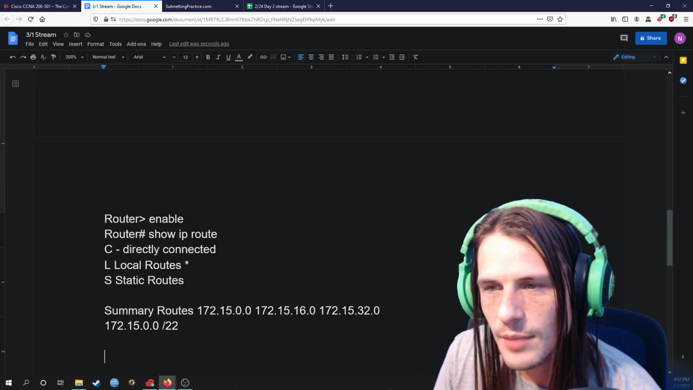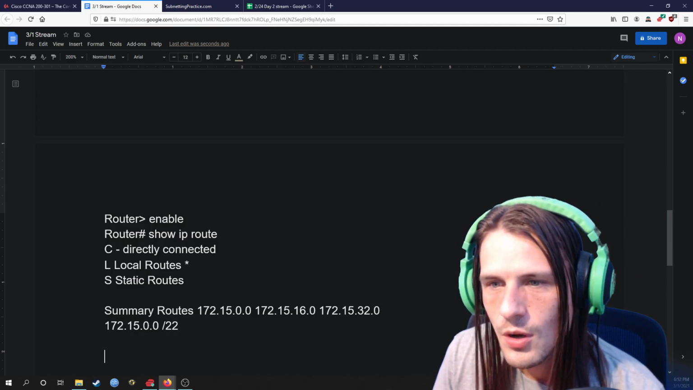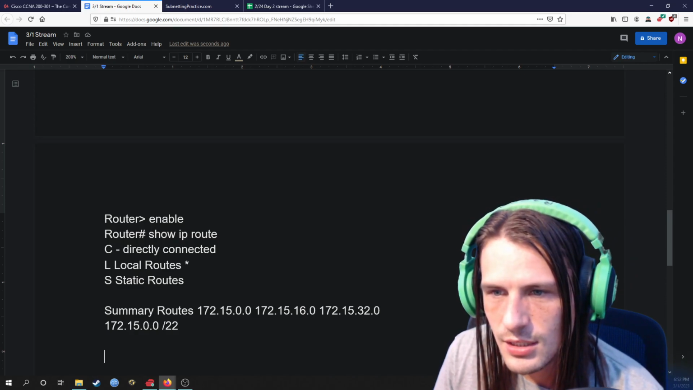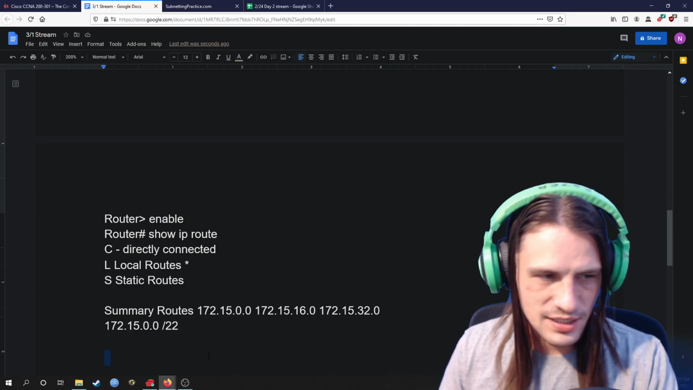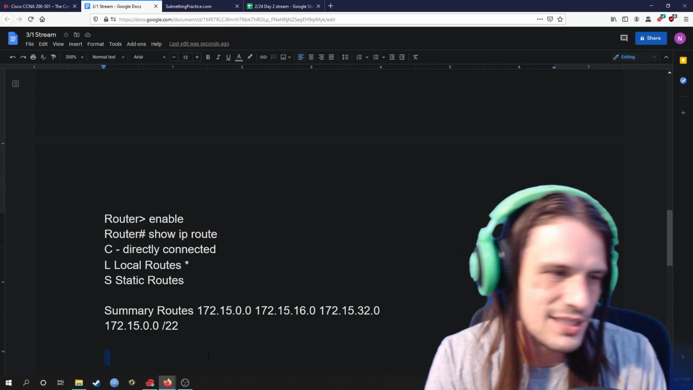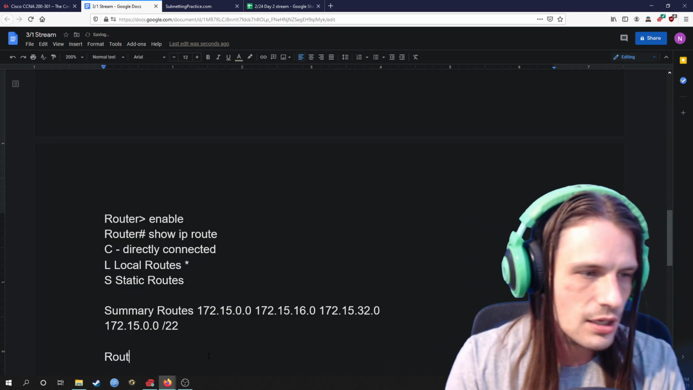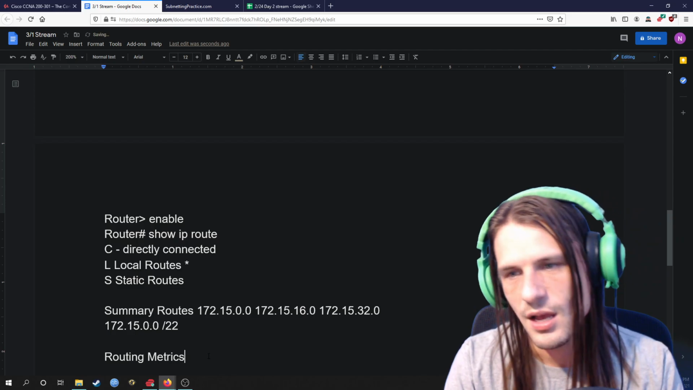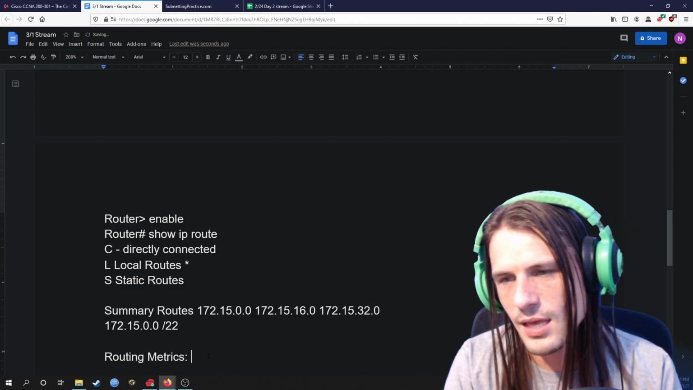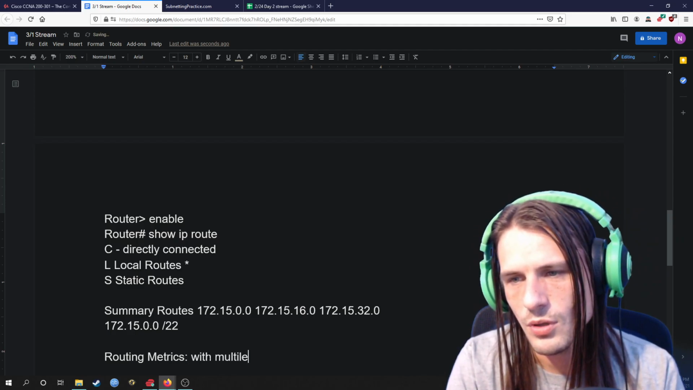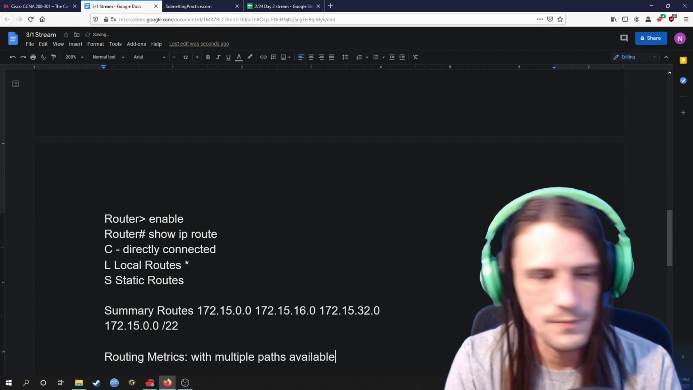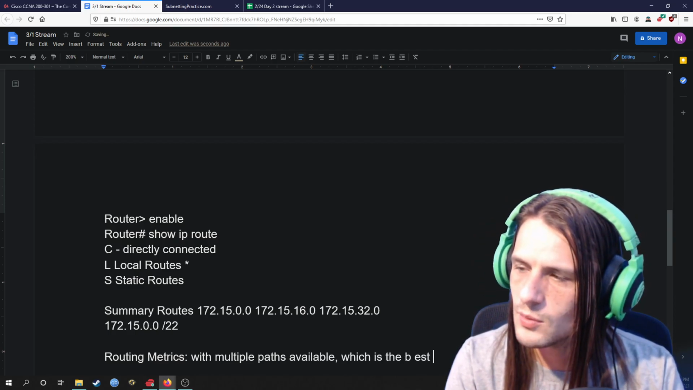So I did the show IP route. It shows you what each connection is. So yeah, okay. So we got all these different routing protocols. What makes them different? Well, that's going to be the routing metrics. So what I mean with that is with multiple paths available, which is the best one?